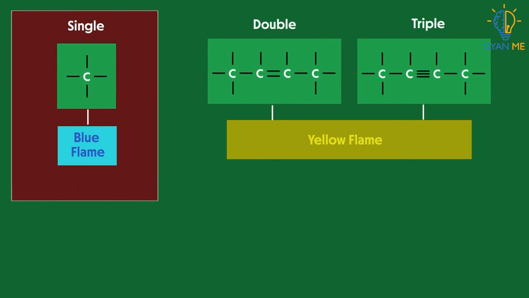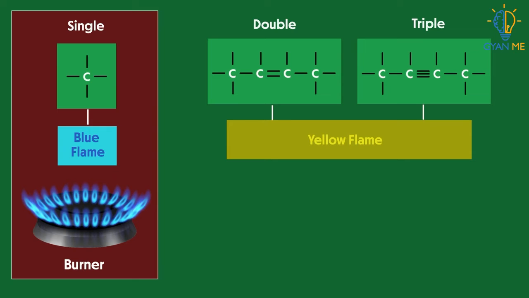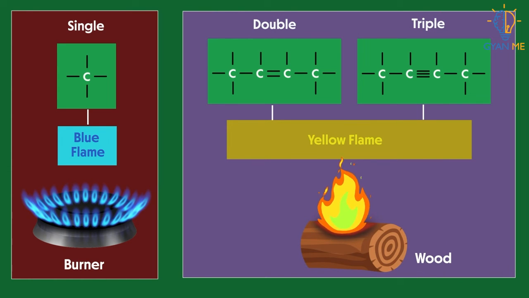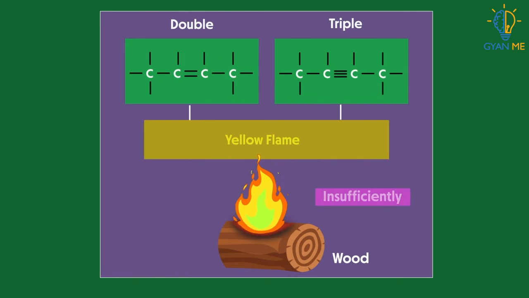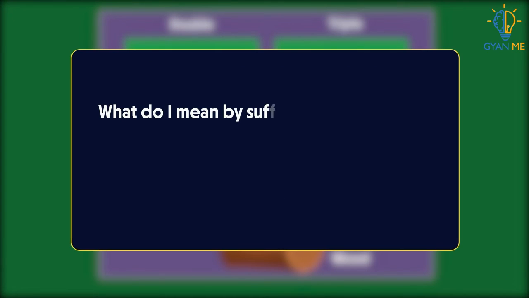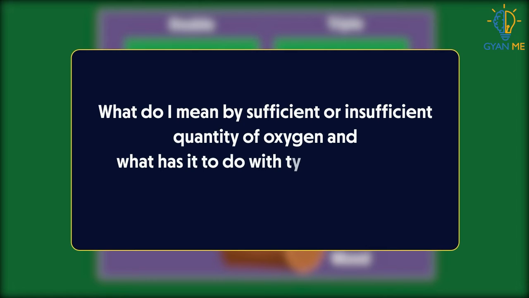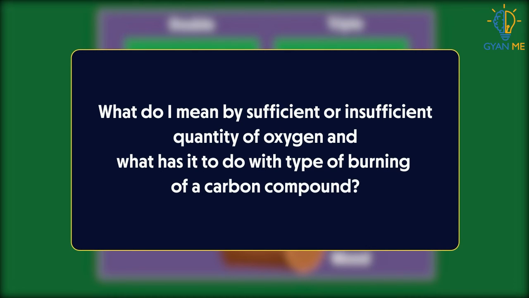To state it simply, saturated hydrocarbons which are present in LPG or other fuels would burn easily to give a blue flame, and unsaturated hydrocarbons present in wood or charcoal would burn insufficiently in the same quantity of oxygen to give a yellow flame. What did I just say? Insufficiently. Yes, I did. This is our second consideration. So what do I mean by sufficient or insufficient quantity of oxygen? And what has it to do with the type of burning of carbon compound?